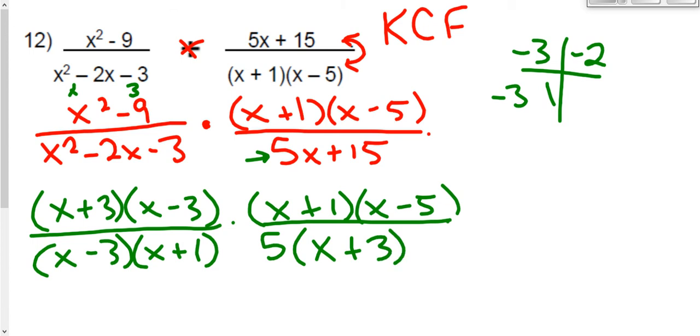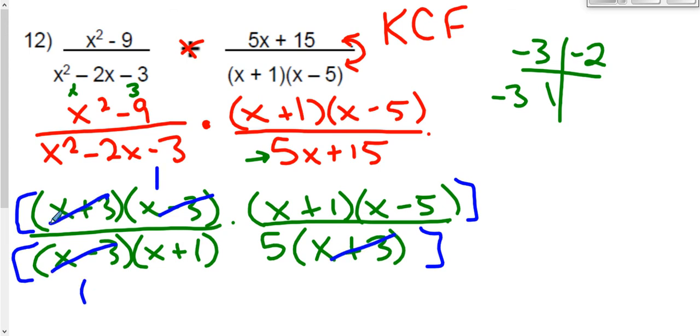Now again, I can look at my numerators as all one term, and the denominators as well. So any numerator can cancel any denominator if it matches. We have an x minus 3 here and here. They can turn into a 1. X plus 3 here and here. They can also turn into 1s. And an x plus 1 here and here. They can turn into 1s.